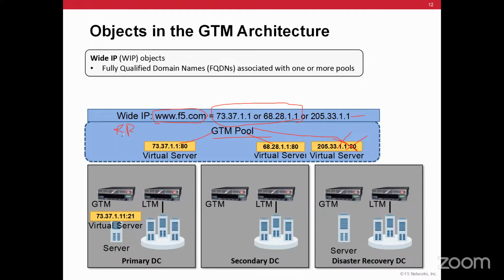So this is round robin, the simple one. You can have other load balancing methods. There are multiple load balancing methods and health checks. You can have advanced health checks. On the basis of that, the wide IP decides which IP to respond with. Then the user will connect directly to whatever IP it gets.